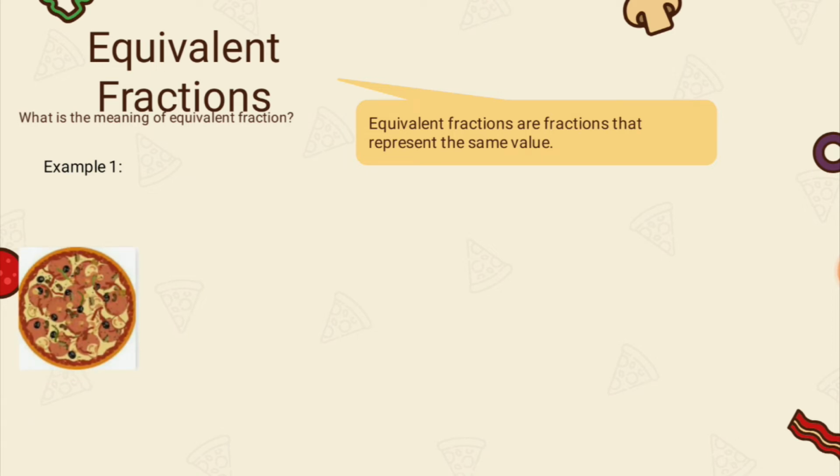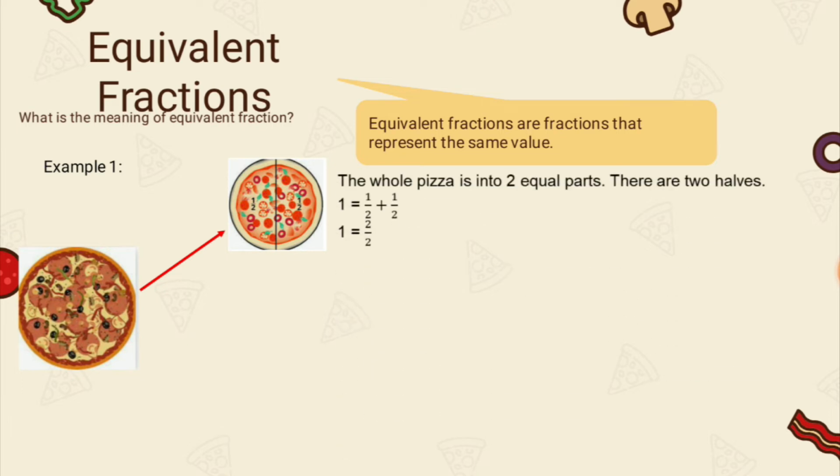Here is 1 whole pizza. 1 whole divided into 2 equal parts. There are 2 halves. 1 half plus 1 half equals 2 halves. So 1 and 2 halves are equivalent.